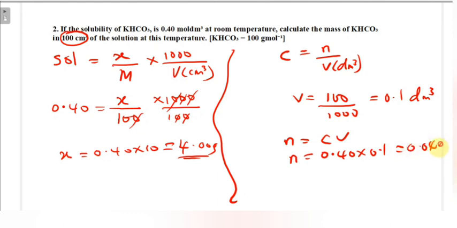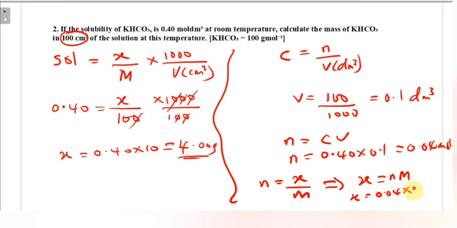0.04 moles. So if we now apply this, number of moles is equal to reacting mass over molar mass. So we're asked to look for the reacting mass. So from here, you can simply see that x is equal to number of moles times the molar mass. So x will be equal to 0.04 times 100, which is equal to 4.00 grams. So whatever method you use, you still arrive at the same answer.